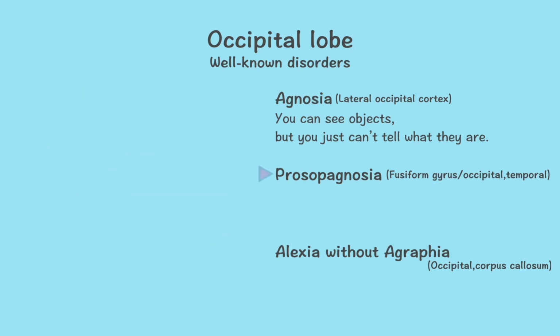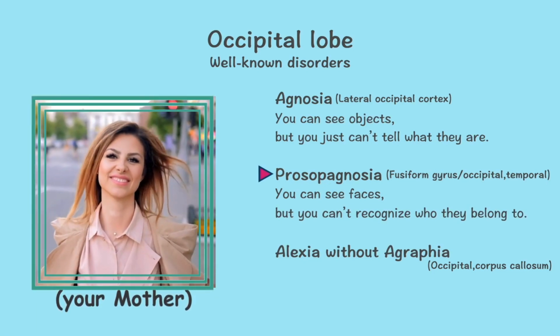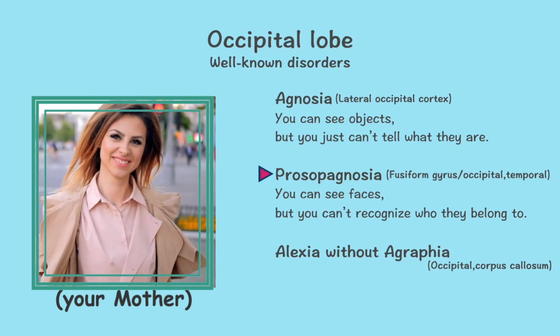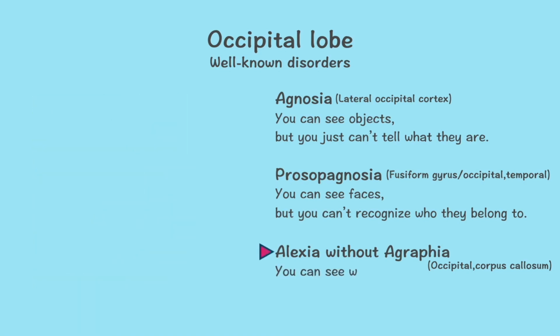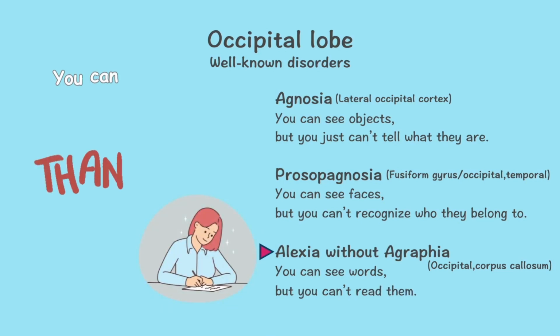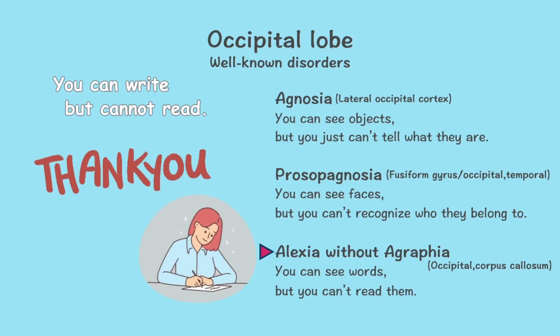With prosopagnosia, you can see faces, but you can't recognize who they belong to. Oh, a woman is walking towards me, smiling. She seems familiar, but who is she? And with alexia without agraphia, you can see words, but cannot read them. Oh, I just wrote it a moment ago. But now I can't read it at all. The letters look familiar, but they don't make any sense to me.